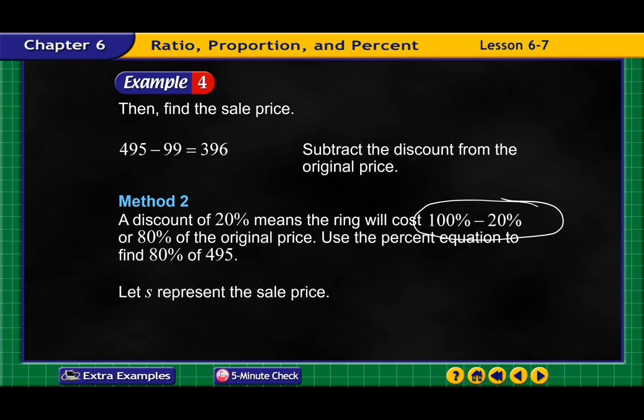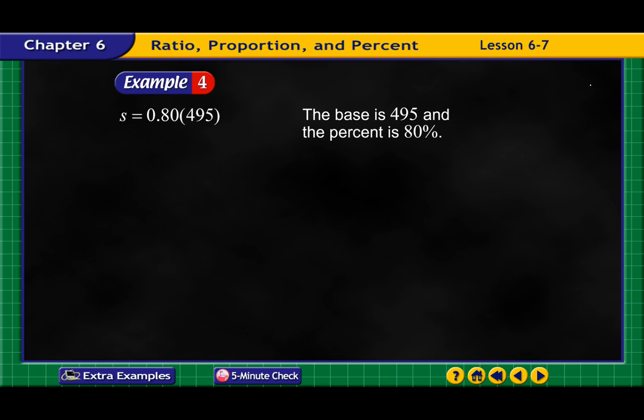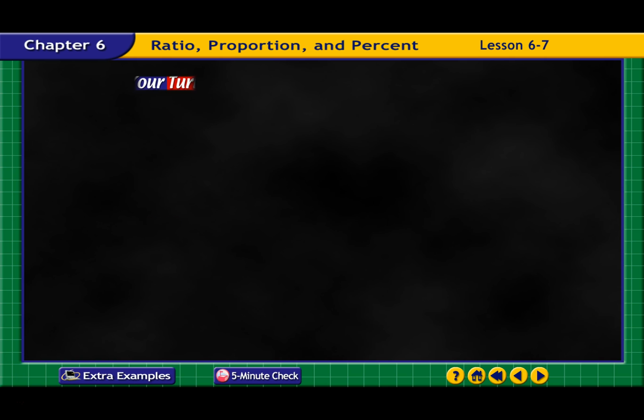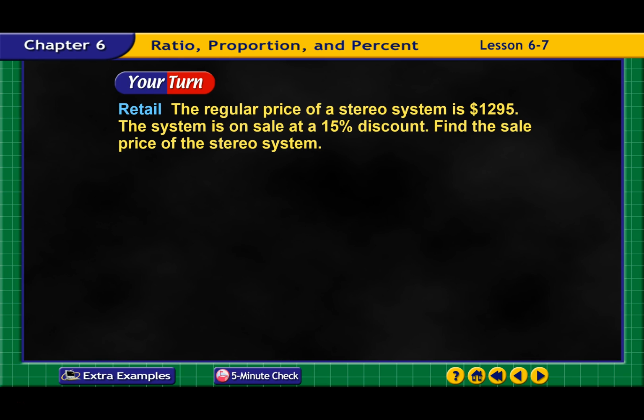So S is going to be the sale price. So now we're going to do sale price equals 1.0 minus the percent times the original price. So you could write that down if you'd like to. So the sale price is these numbers multiplied together, multiply them out, 396 comes out the same as the last one. So the sale price of the ring will be $396. All right, you try, go.